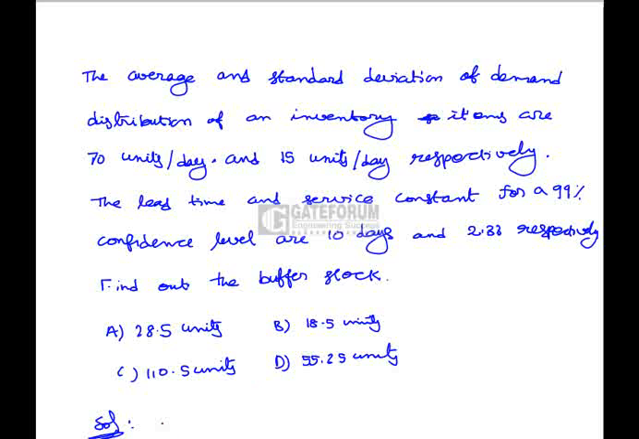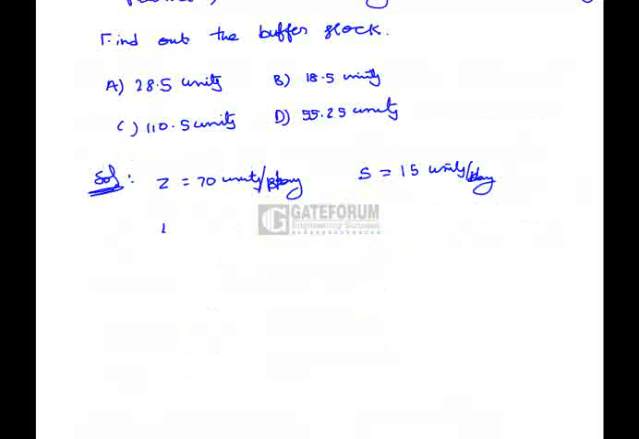Here let us say the average demand is given by 70 units per day, and the standard deviation of demand distribution is given by, let us say, S is equal to 15 units per day, and the lead time is 10 days, and the service constant K for a 99% confidence level is equal to 2.33. So now here we will have to find out the buffer stock.